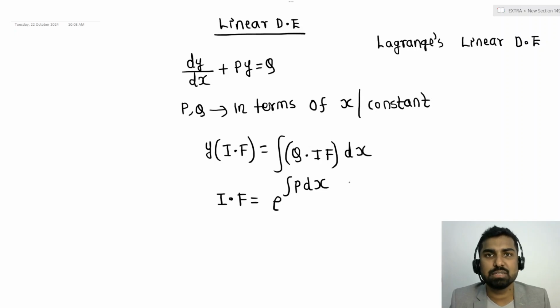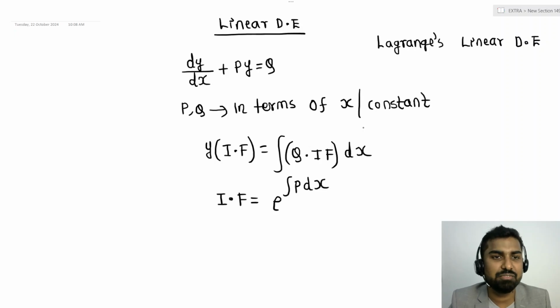So these three things you have to remember. A differential equation that can be represented in the form dy by dx plus py equal to q is called Lagrange's linear differential equation. The condition is that p and q are in terms of x or constants, and the coefficient of dy by dx is equal to 1. We solve it by applying the formula y into integrating factor equal to integral of q into integrating factor dx, where integrating factor equals e to the power integral of p dx. This topic is very important for your upcoming exam.